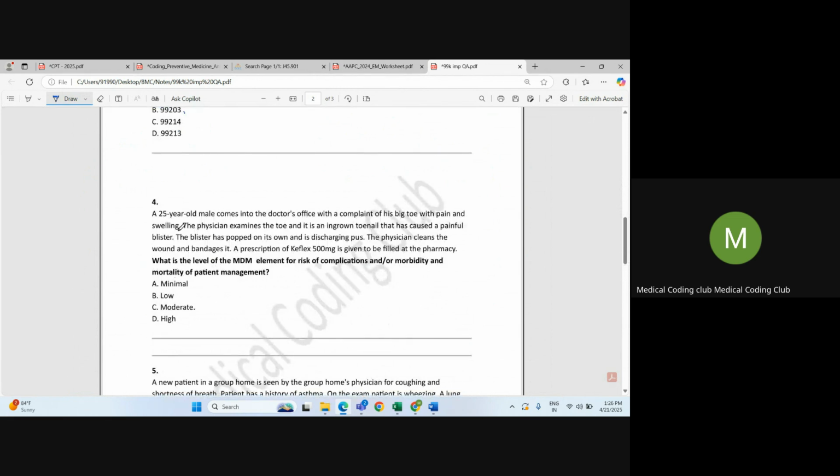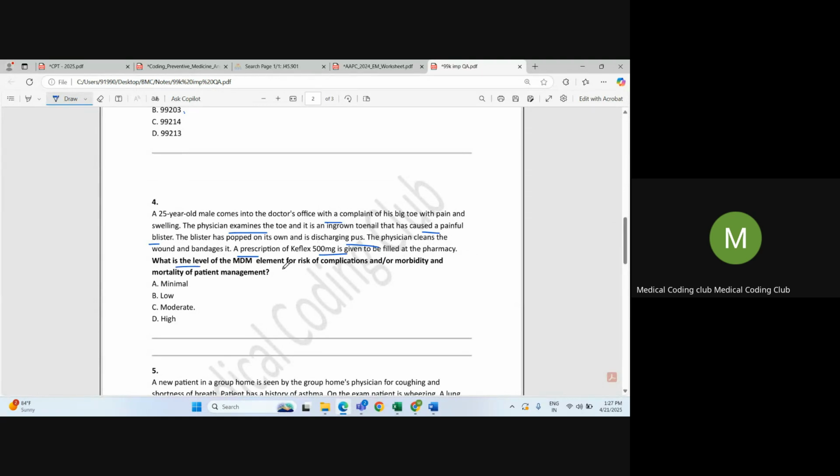So next question, a 25-year-old comes into the doctor's office with a complaint of pain and swelling in his big toe. The physician examined the toe, and it is an ingrown toenail that has caused a painful blister. The blister has popped on its own and is discharging pus. A prescription of Keflex 500 mg is given to be filled at the pharmacy.